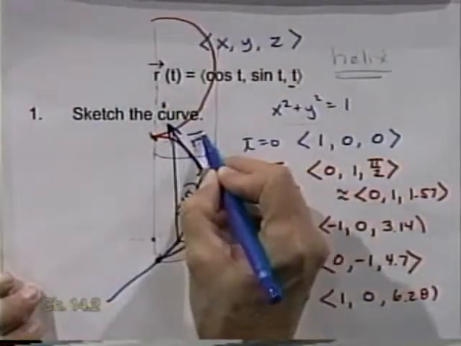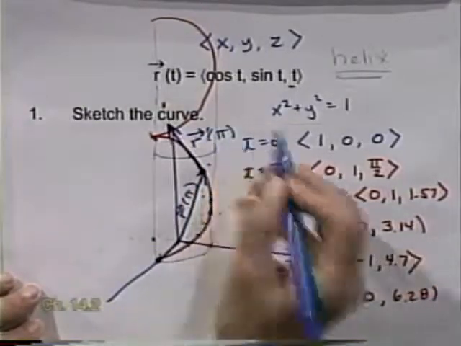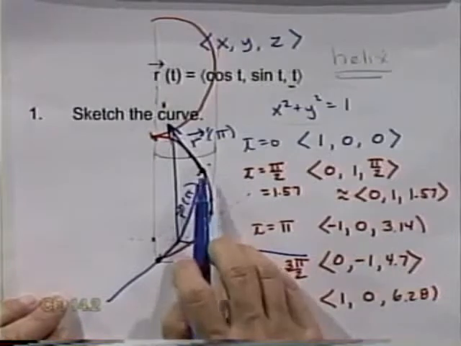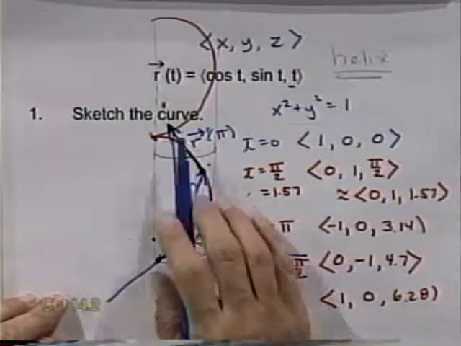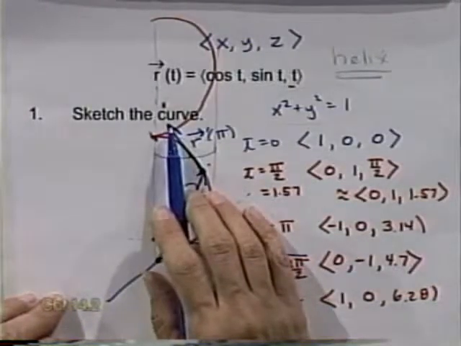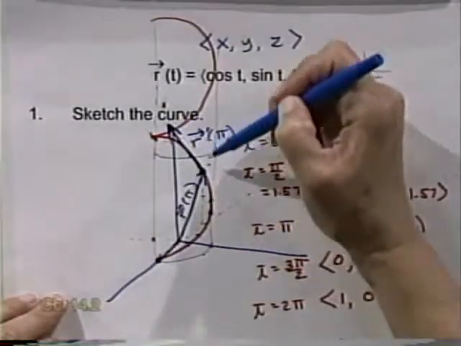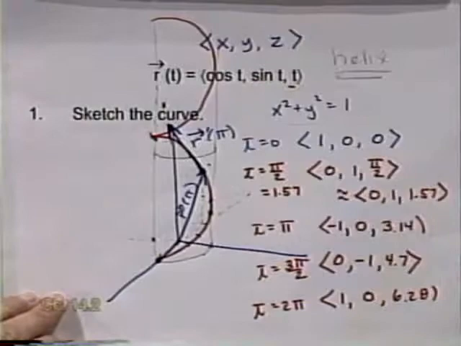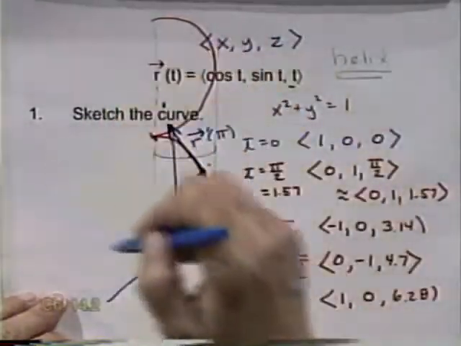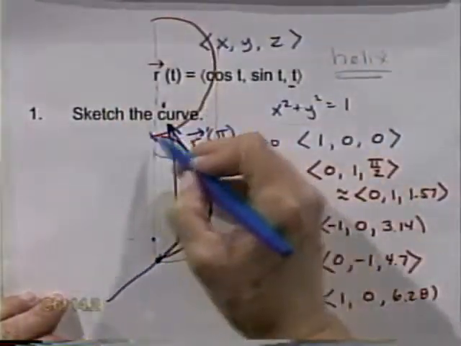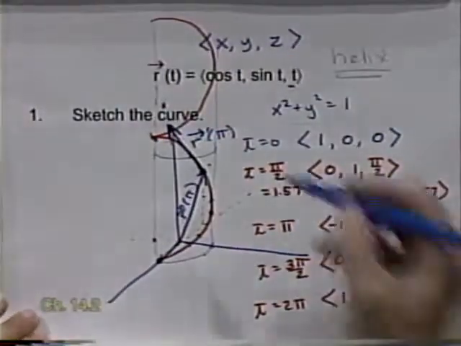So r prime of pi looks like that. I don't expect you to go evaluate r prime of pi and then try to draw a vector from this point with the certain components that you have, because it'll be next to impossible to draw it. But you should realize that the tangent vector is tangent to the curve, and it points you in the direction of the motion as t is increasing. Notice we were going this way. Okay, so that's all you needed to do for that one, just to sketch it.